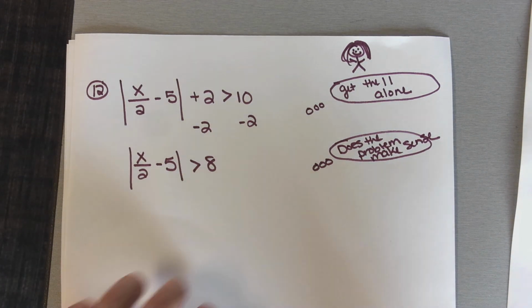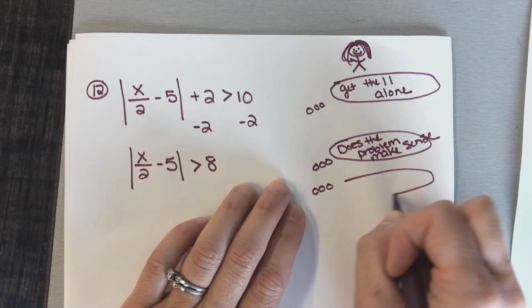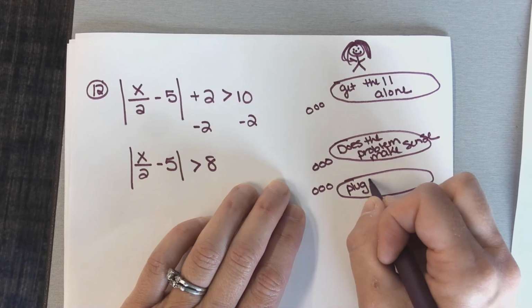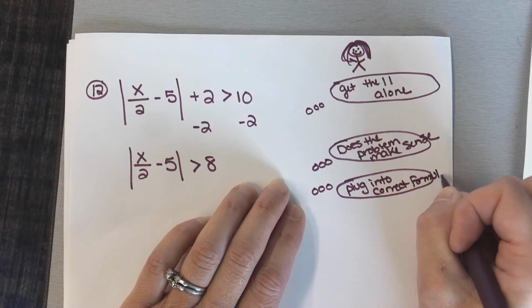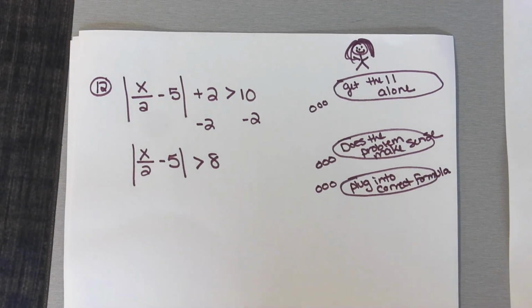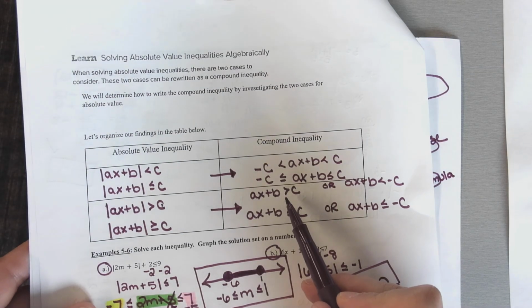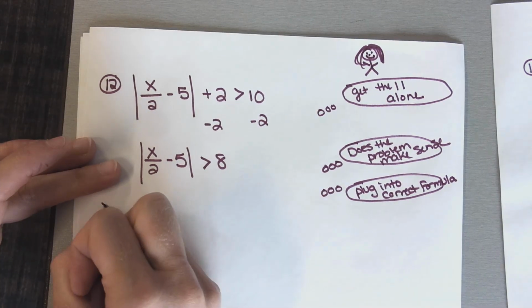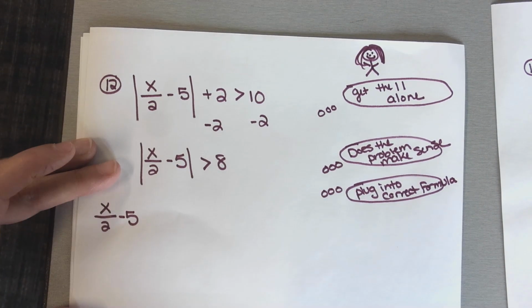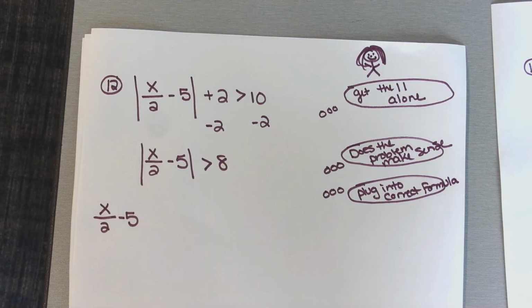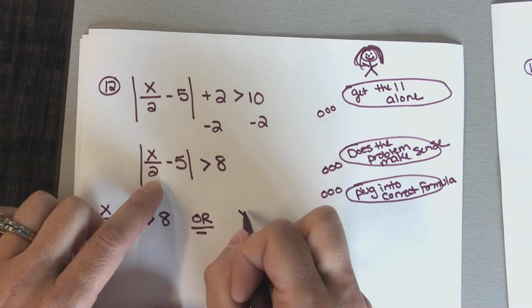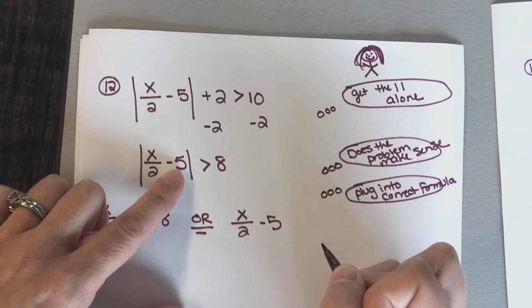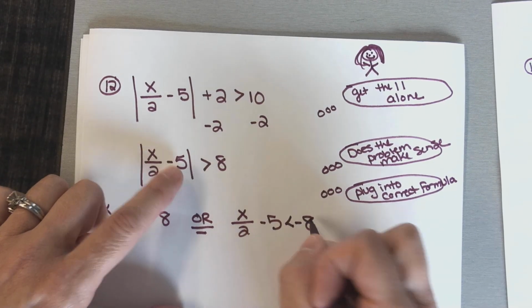Then, my next thought is I need to plug into the correct formula. So let's go to our formula sheet. Top or bottom for this one? Bottom. So we have this situation, agree? Okay, so we're going to take the stuff that's in the middle. We're going to take this x over 2 minus 5, and we're going to make it greater than 8, which is what's already sitting there. Or, this is an or situation. We're going to take what's in there, and we are going to make it less than the negative version.